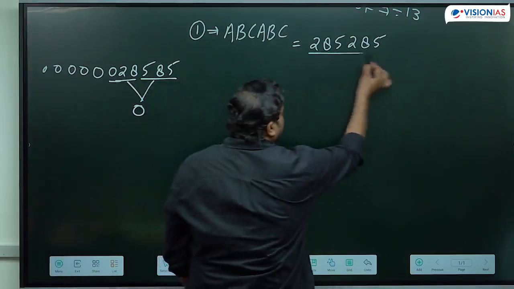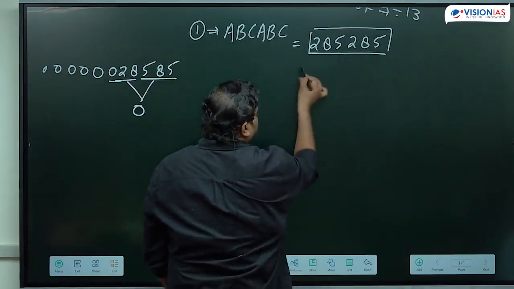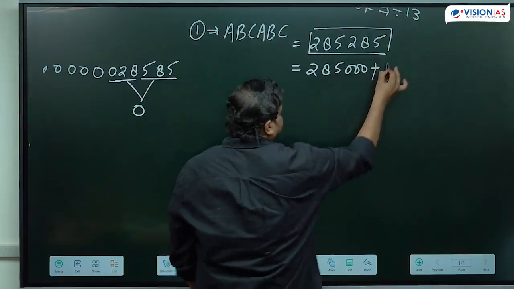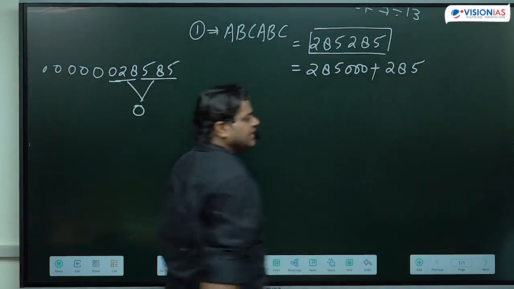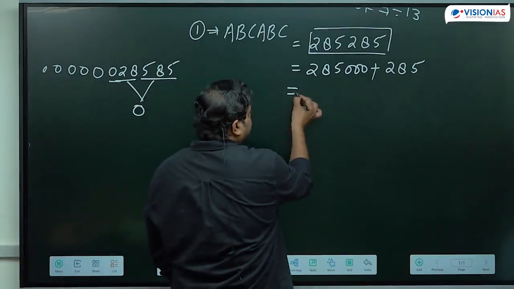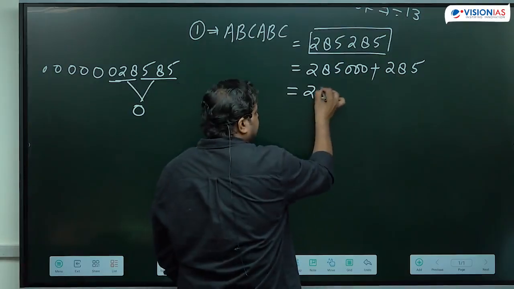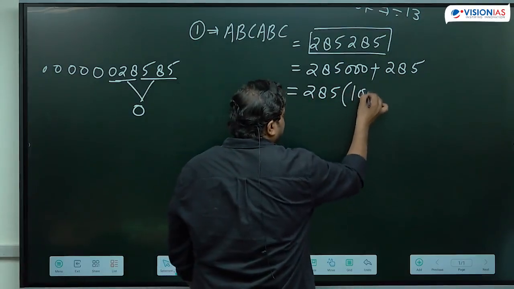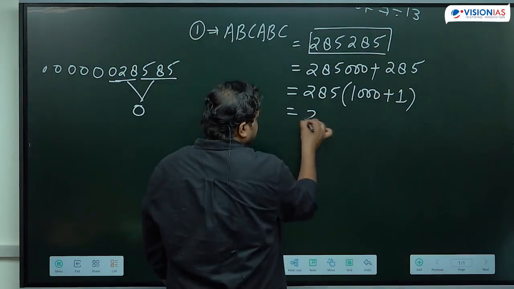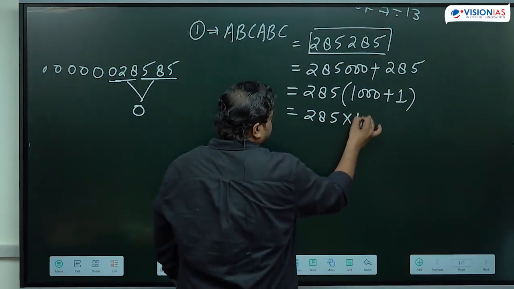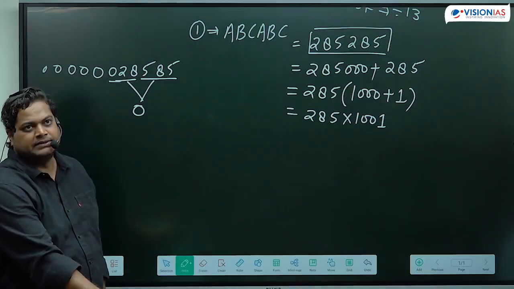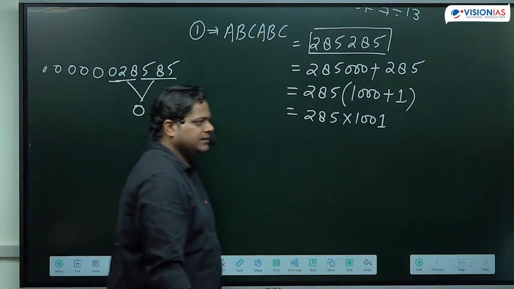Suppose this is the number. Can we write this number this way? 285 times 1000 plus 285. Can we write this way? है ना? If I take 285 common, then plus 1 we can write. Then this is 285 into 1001. 1001. अभी भी लैग चल रहा है कि it is going fine?